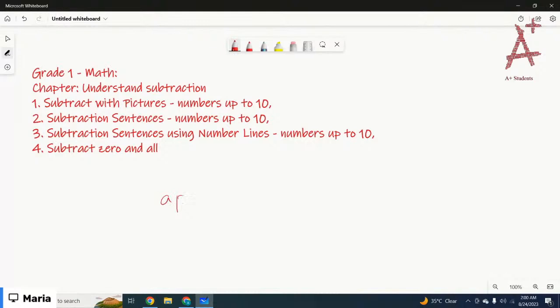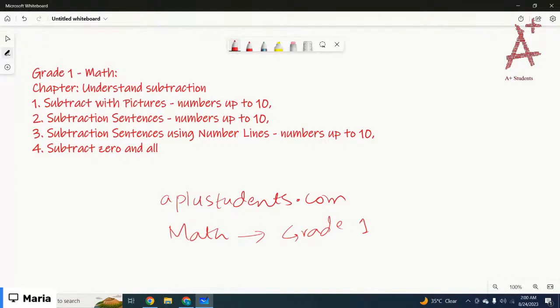So you can find all the lessons on aplusstudents.com. You have to log in there using your email address and the password provided by the administrator. Then you have to select math from the subject tab, scroll down to grade 1, and then click on view all lessons. There you can find a list of the chapters.